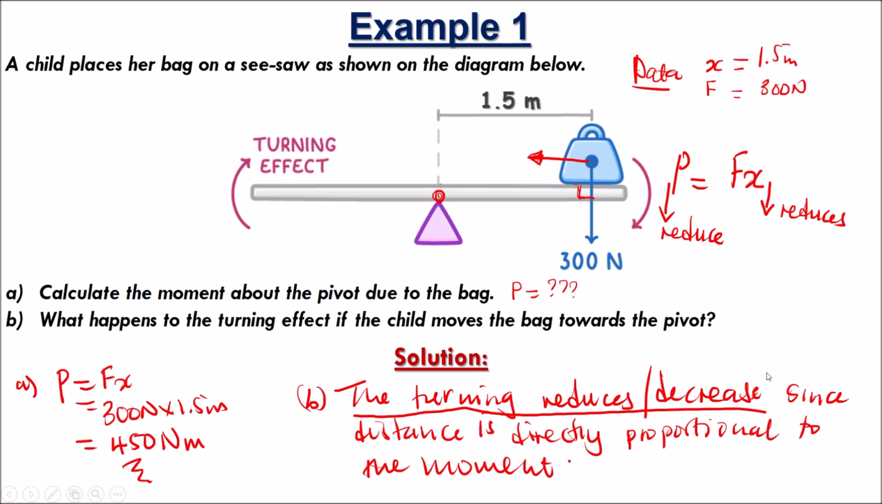Why is it so? The force and the distance are both directly proportional to the moment. What happens to the distance is what happens to the moment. So the distance should reduce. Let me give you a practice question.